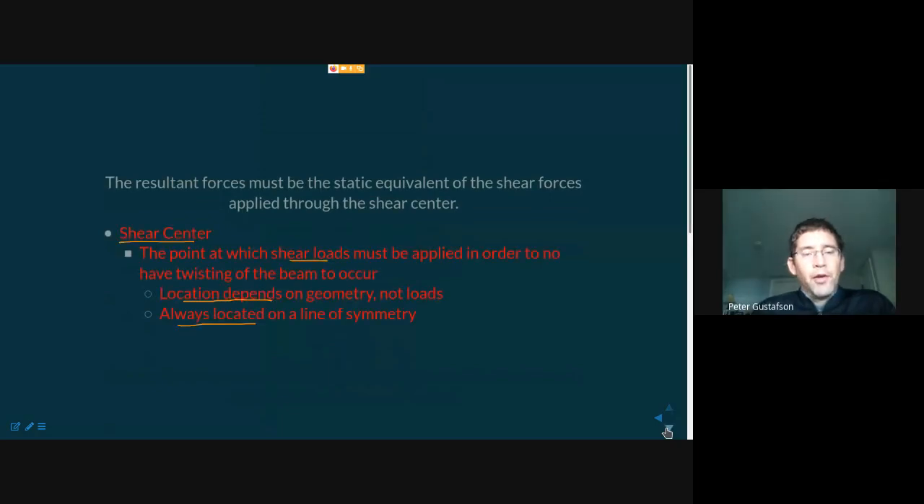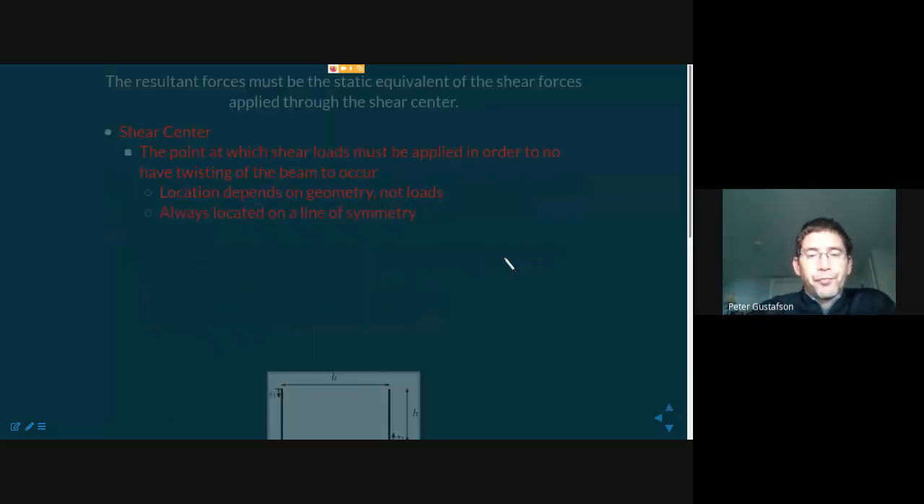All right, so this gets us back to the slide you've already seen. The resultant forces must be the static equivalent to the shear forces applied through the shear center. You've probably written this down already. The shear center is the point at which shear loads must be applied in order for there to be no twisting to occur in the beam. The location depends on the geometry, not the loads.